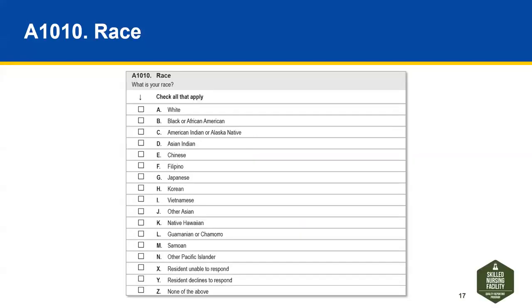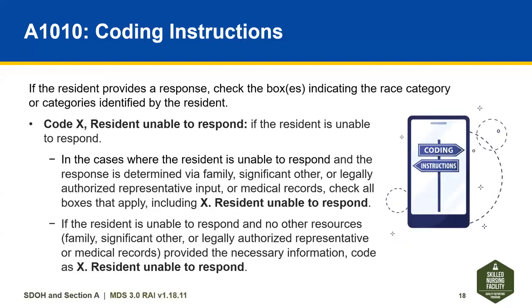So the next data element that we're going to look at is A1010, race. And again, here's a snapshot of that data element. This too is a check all that apply data element and is collected on admission and discharge. So recall that in order to code A1010, you're going to check the box or boxes that indicate the race category or categories identified by the resident.